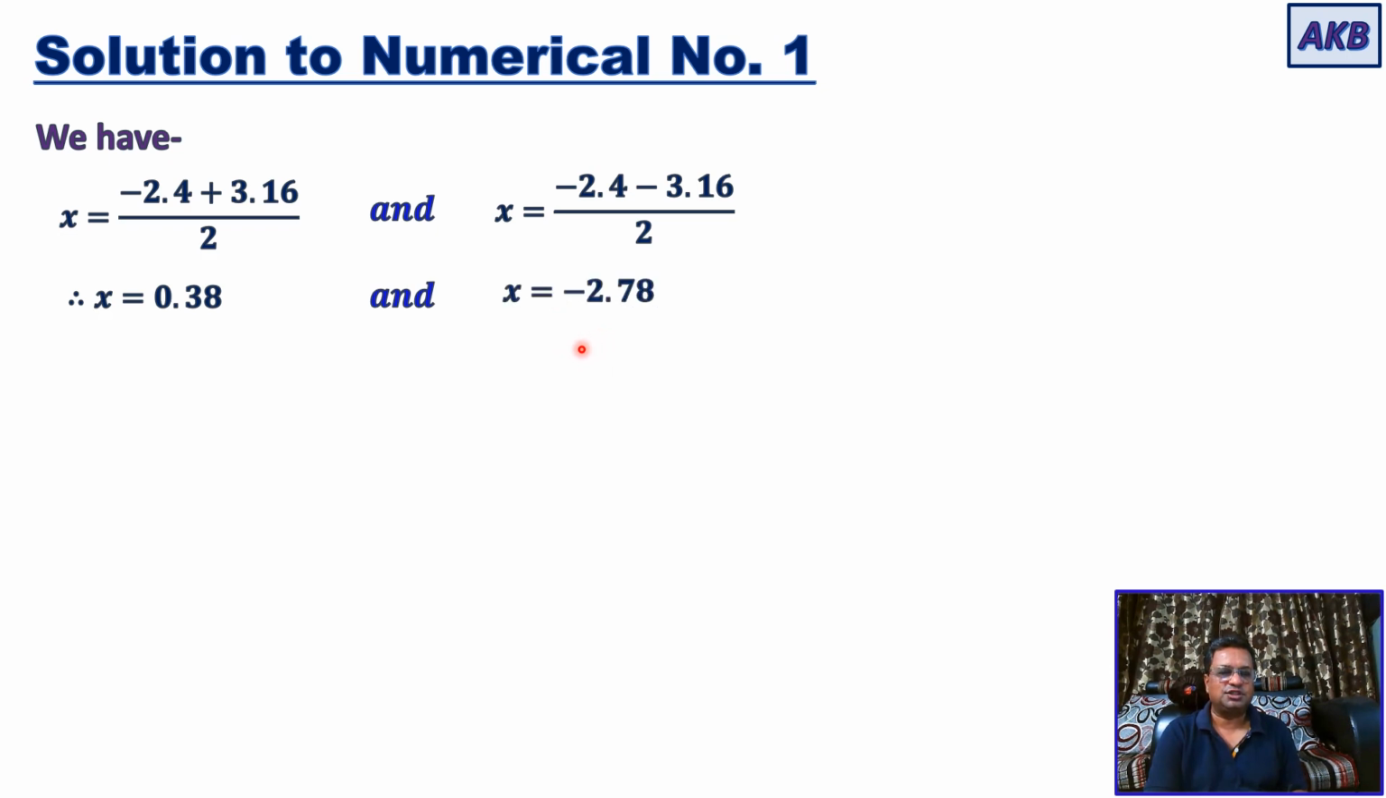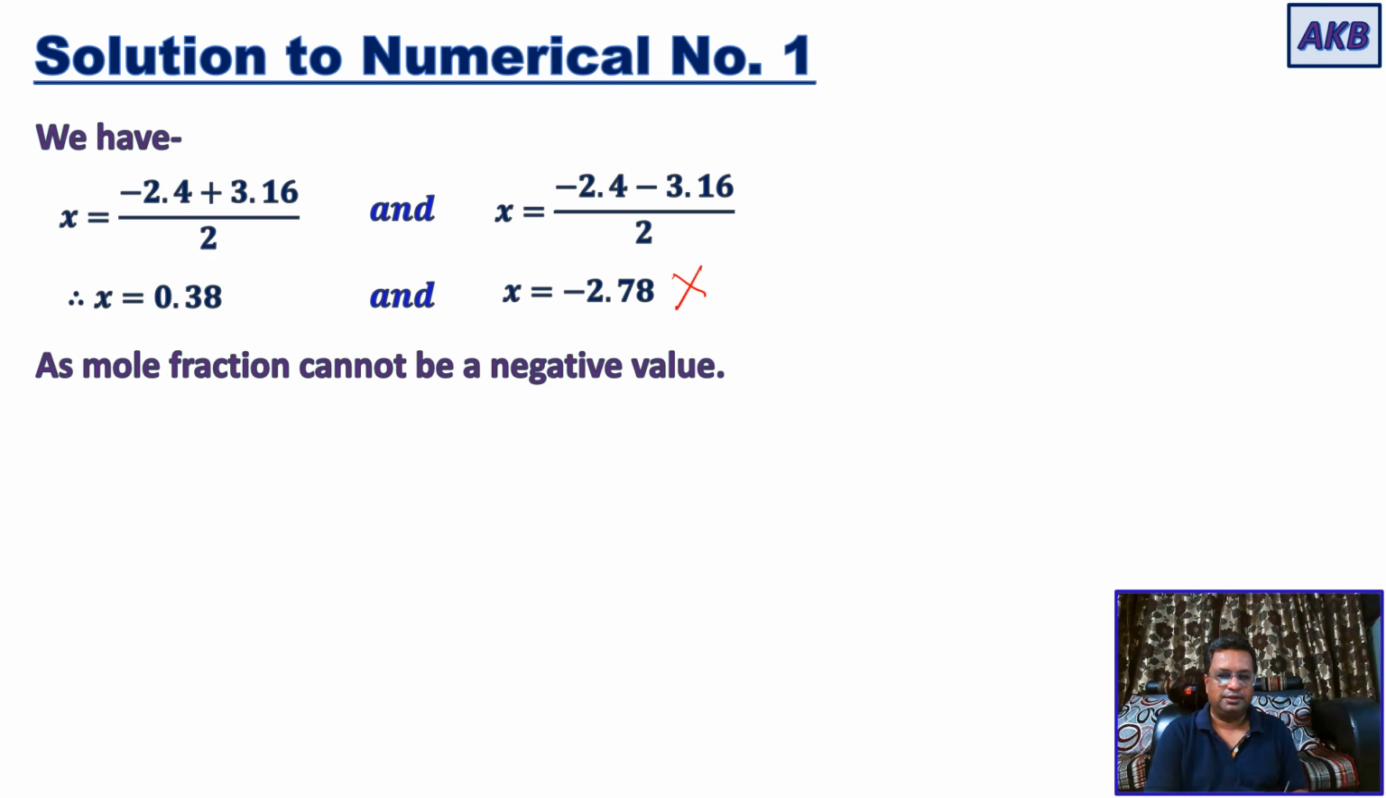Negative mole fraction is absurd, so that can be neglected. As mole fraction cannot be a negative value, we are going to ignore this, and x is equal to 0.38 will be the true value. Graphically we had obtained it as 0.39. Then you can get y from any of the two equations.